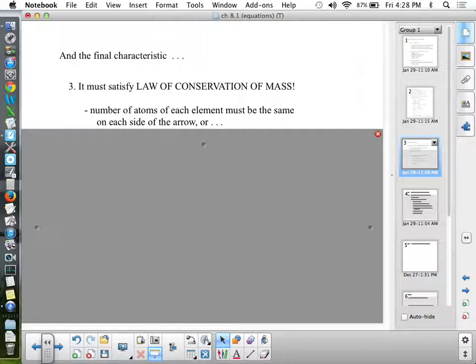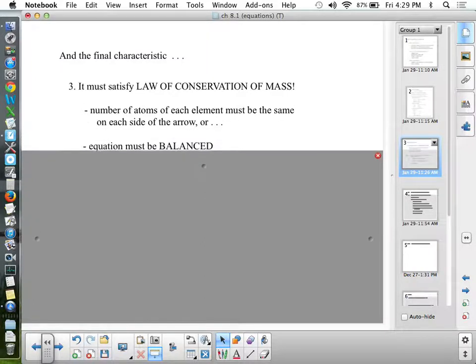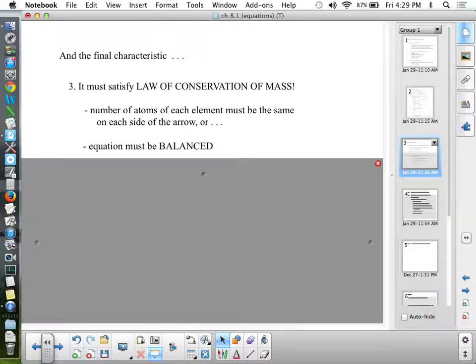Otherwise, you would be implying that you were creating or destroying atoms, which we know doesn't occur. Or another way to say this is that the equation has to be balanced. And I'm pretty sure that all of you at one point or another in a previous science course have talked about balancing equations. We're going to go over that in more detail this year.